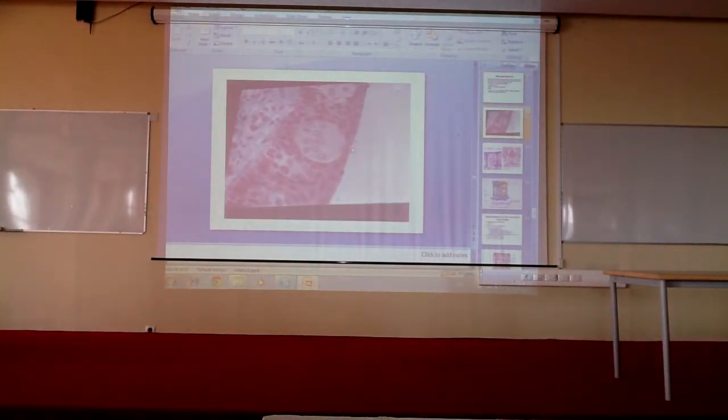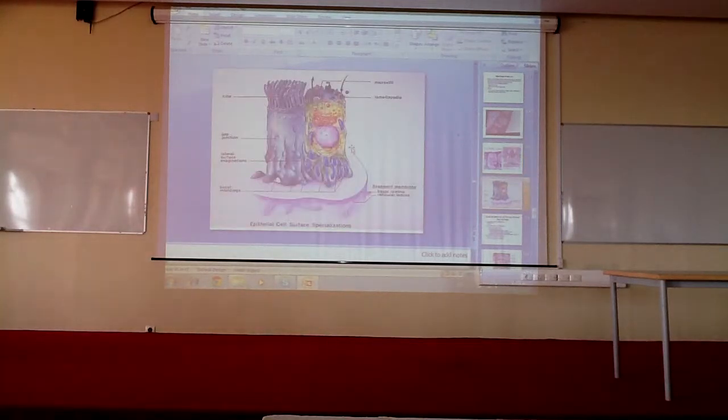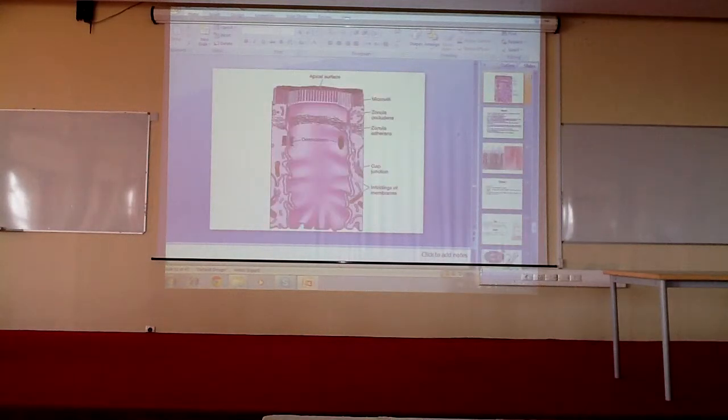This is neuroepithelium. Examples of cells present, I showed it before. Okay, modification.